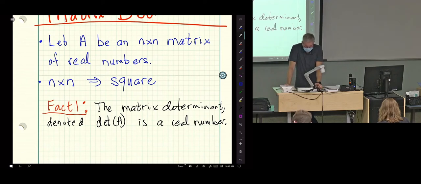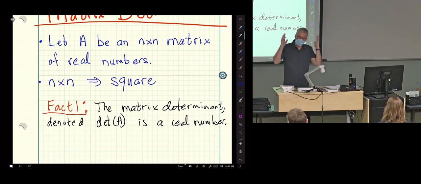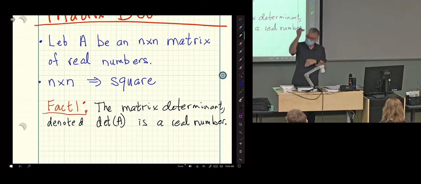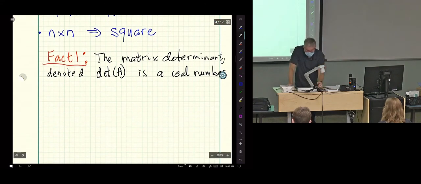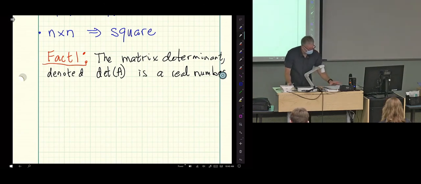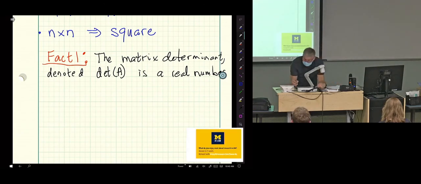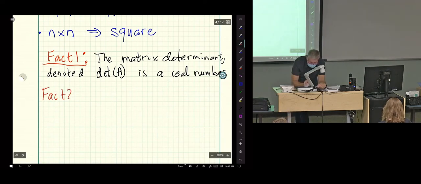We're going to see that what it tells us is, when does a system of linear equations have a unique answer? You've got 50 variables, 50 unknowns. You calculate one number on the basis of the matrix that's multiplying the vector of unknowns, and you determine whether or not the system has a unique answer. So that's just totally amazing, okay? So fact one is it's a well-defined function that takes matrices to real numbers.